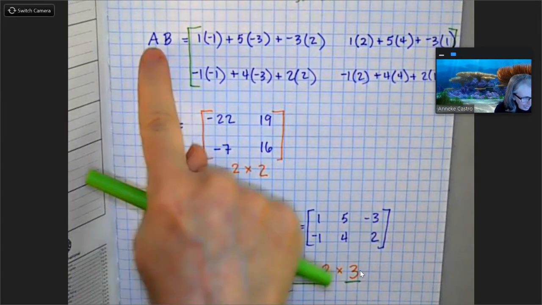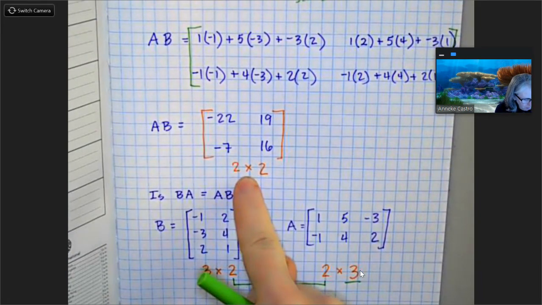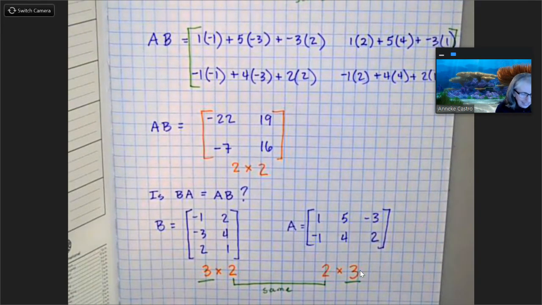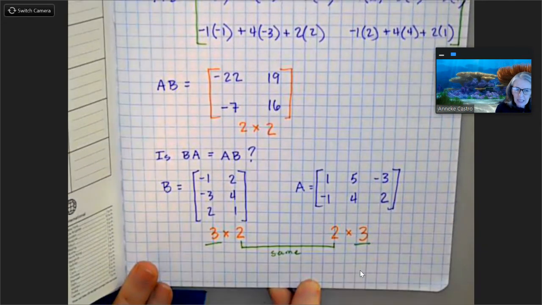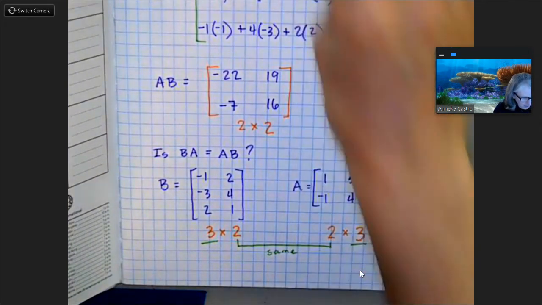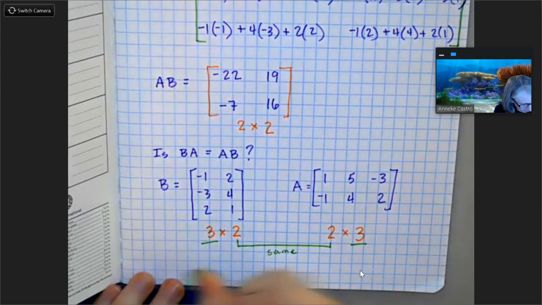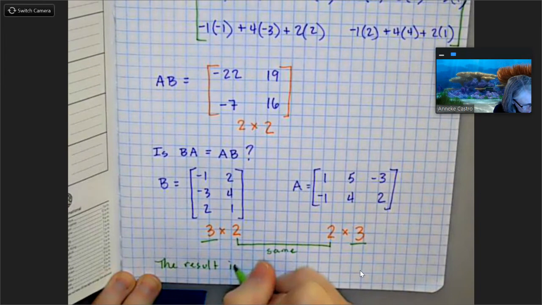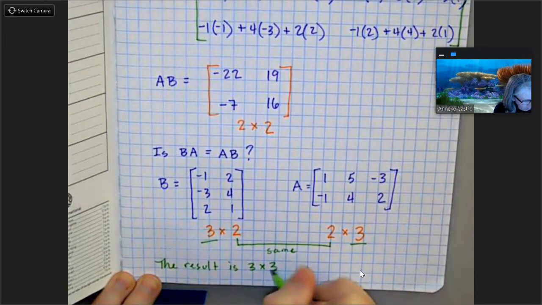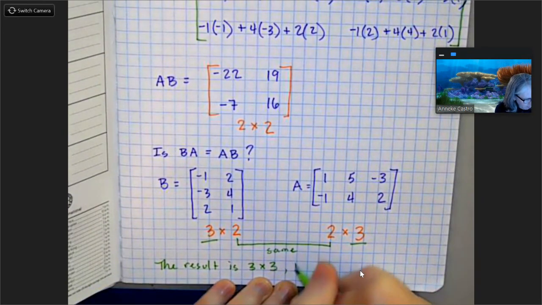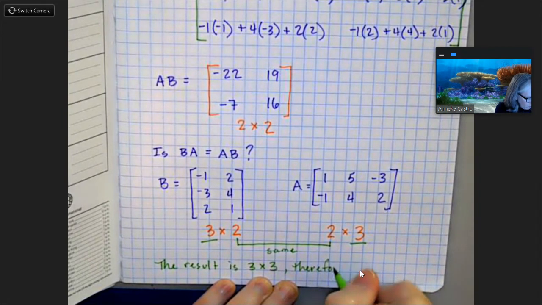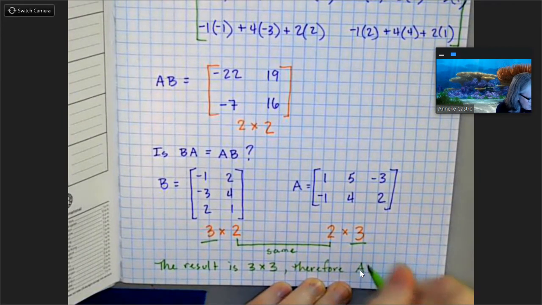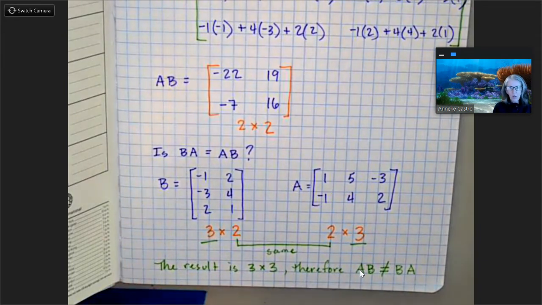The result when I did A times B was a 2 by 2. But if I multiply B times A, I'm going to get a different size matrix. It's going to be a different size. Okay, so the result here is 3 by 3. So therefore, they are not equal. A times B is not the same as B times A. So the commutative property does not work for matrices.